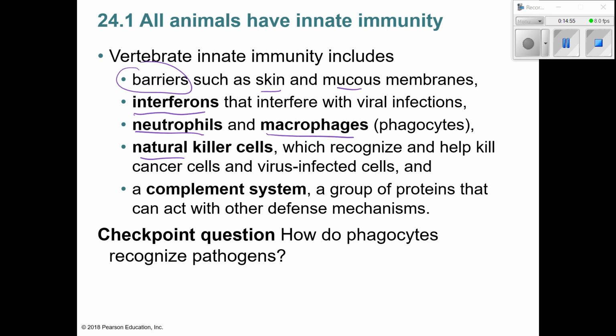We also have a complement system. A complement system is a group of proteins that act together with other defense mechanisms. There are a great number of them that go in a cascade, or a series of different responses, to help identify and then attack those things as they come.